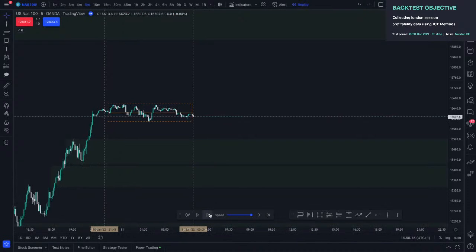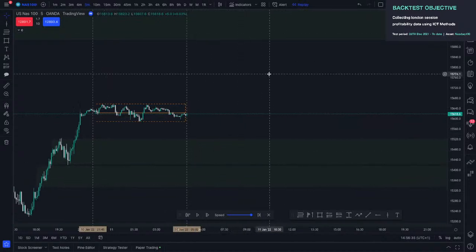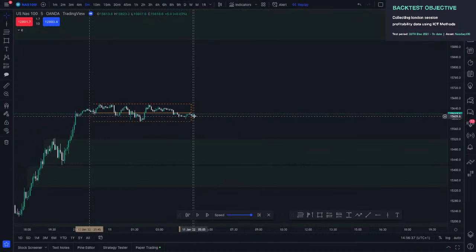Okay, so we are at 5 in the morning. As I was saying earlier, ICT says that for the Judas swing, if your daily bias is bullish, you should expect a manipulation to the downside before a run to the upside. Depending on how price gets delivered after this 5 in the morning, that's how I'm going to gauge how I'm going to take the trade.